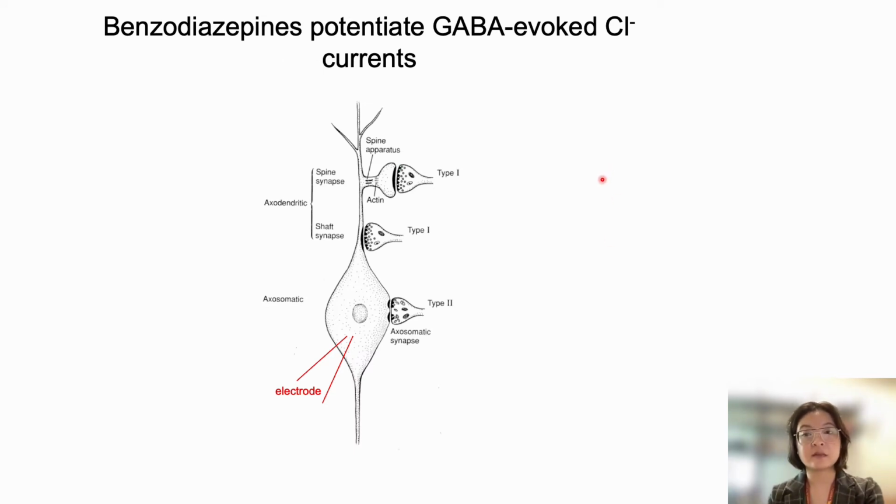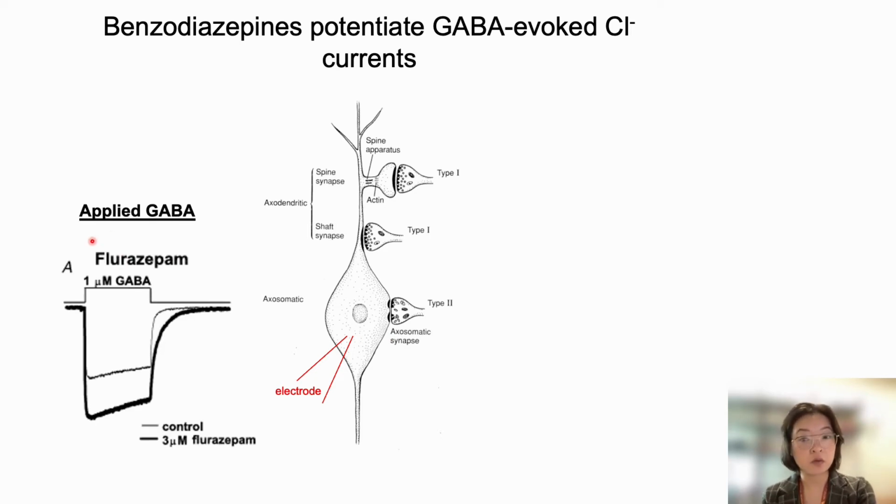To further illustrate this benzodiazepine potentiation, we can turn to some electrophysiology, where we insert an electrode into a cell and can record the electrical activity in the cell. On the left here, there is a whole cell recording, and the step function describes when GABA is applied to the cell. You can see the downward deflection of the current trace when GABA is applied. When the benzodiazepine flurazepam is present, you'll note that nothing happens until GABA is applied, but once it is applied, there is a larger downward deflection in the current trace.